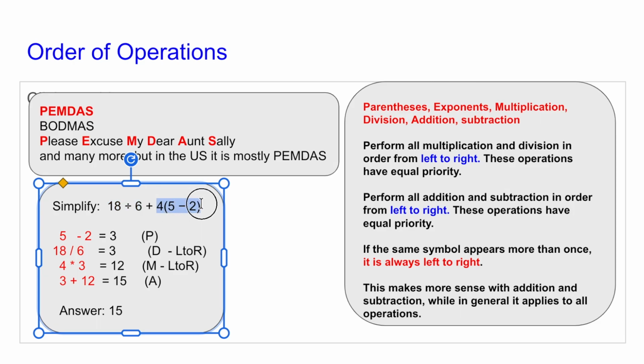This is how you read it: 4 times 5 minus 2. We'll go into the details later. But for now, when we have a 4 like this in front of a parenthesis, it means it is multiplying this 5 minus 2. So 4 times 3 is 12. So that's how we got this 3 plus 12 equal to 15. That is the addition part. 18 divided by 6 is 3. 4 times 5 minus 2 is 12. So that is how we got this 3 plus 12, which is 15, and the answer is 15.